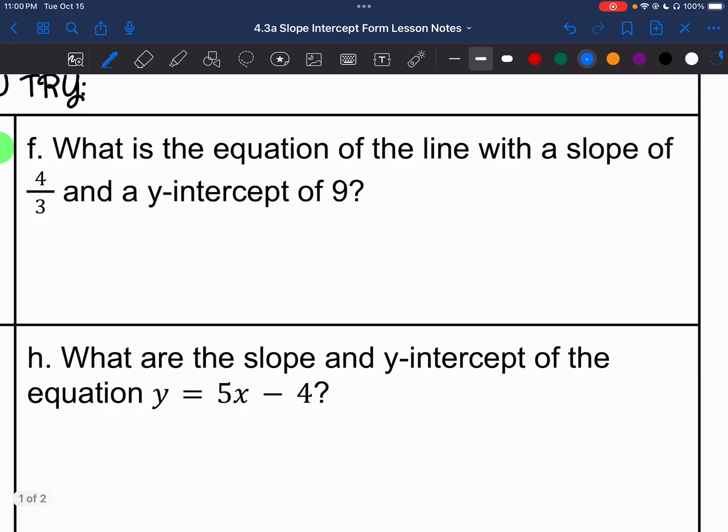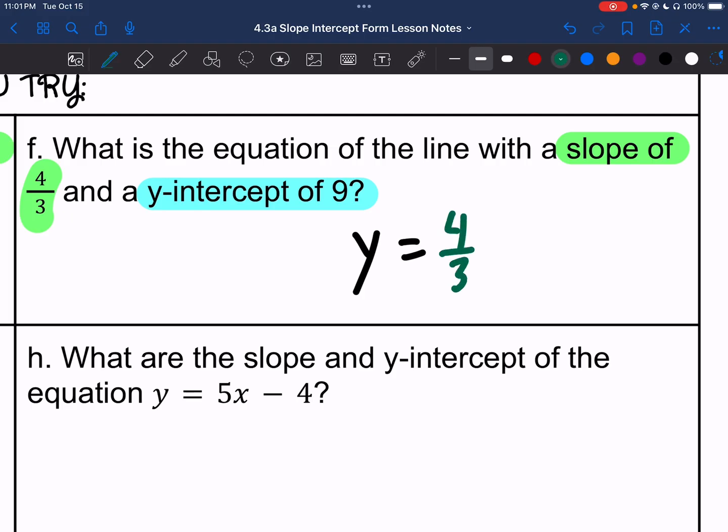Letter F, what is the equation of the line with a slope of 4/3 and a y-intercept of 9? So again, we have our y equals, what is my slope? Slope is 4/3. My y-intercept is 9. So if we go back and substitute that in, 4/3 goes in for m times x, and we are adding 9 to it.